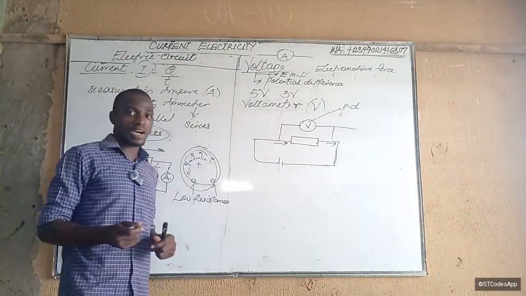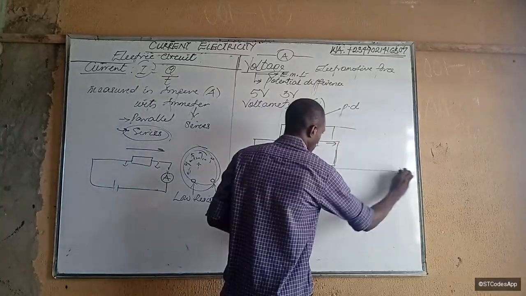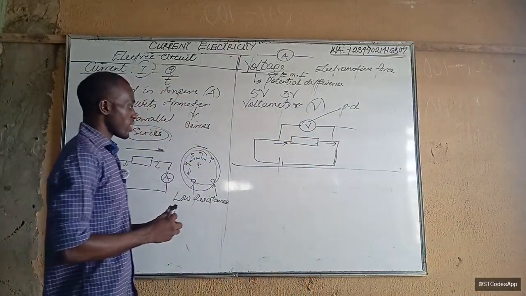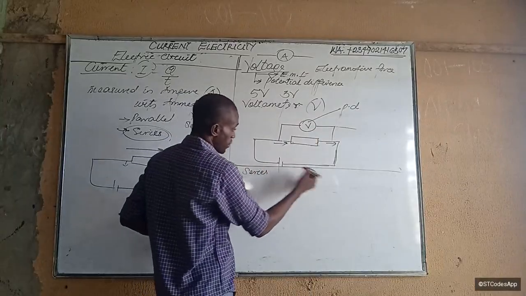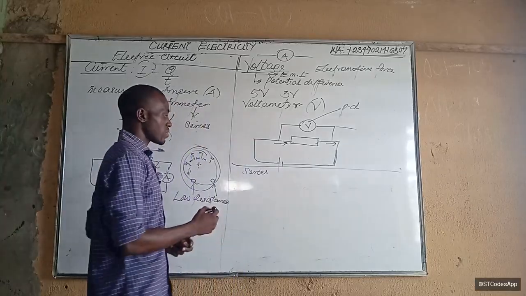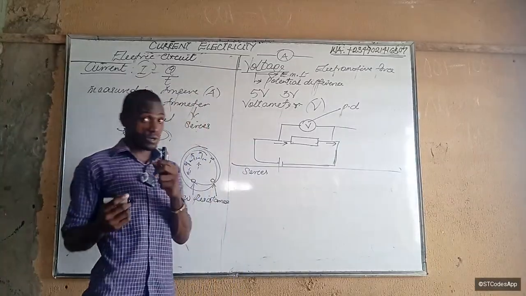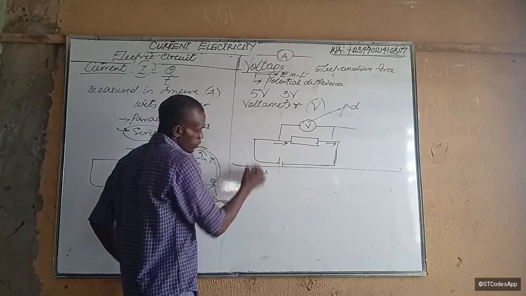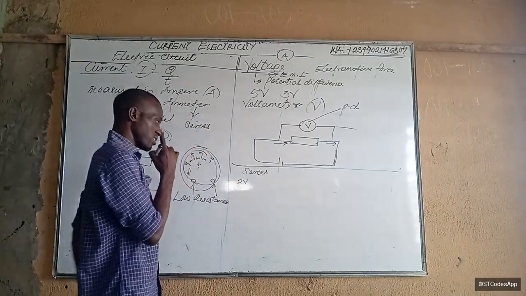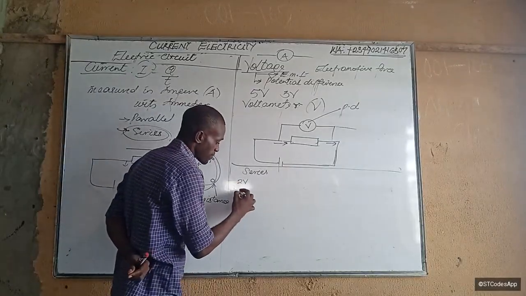So that's for voltage. Now, how do we connect cells together? You have two types of arrangement: the series arrangement, like I said, and the parallel arrangement. Now, let's connect in series. That's the correct way to connect a battery. For example, let's say I have a 2-volt battery. I'll connect the first battery like this.